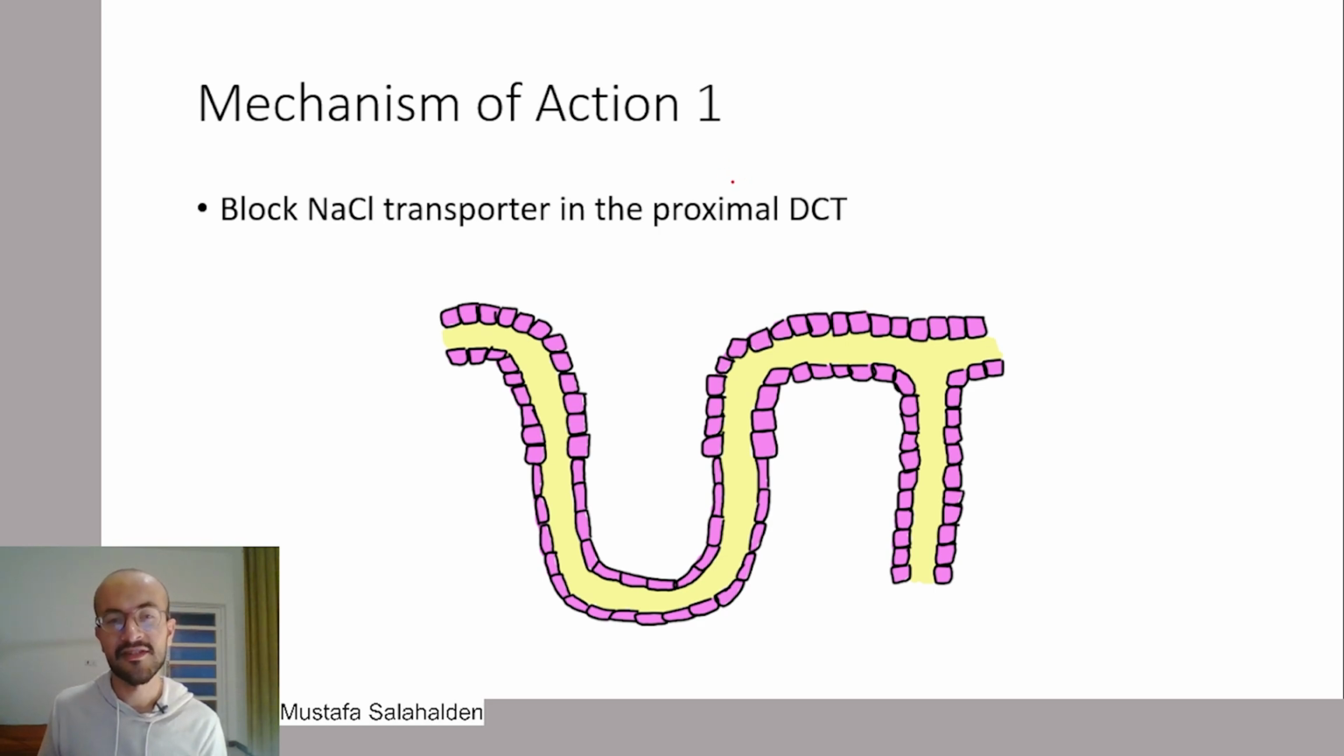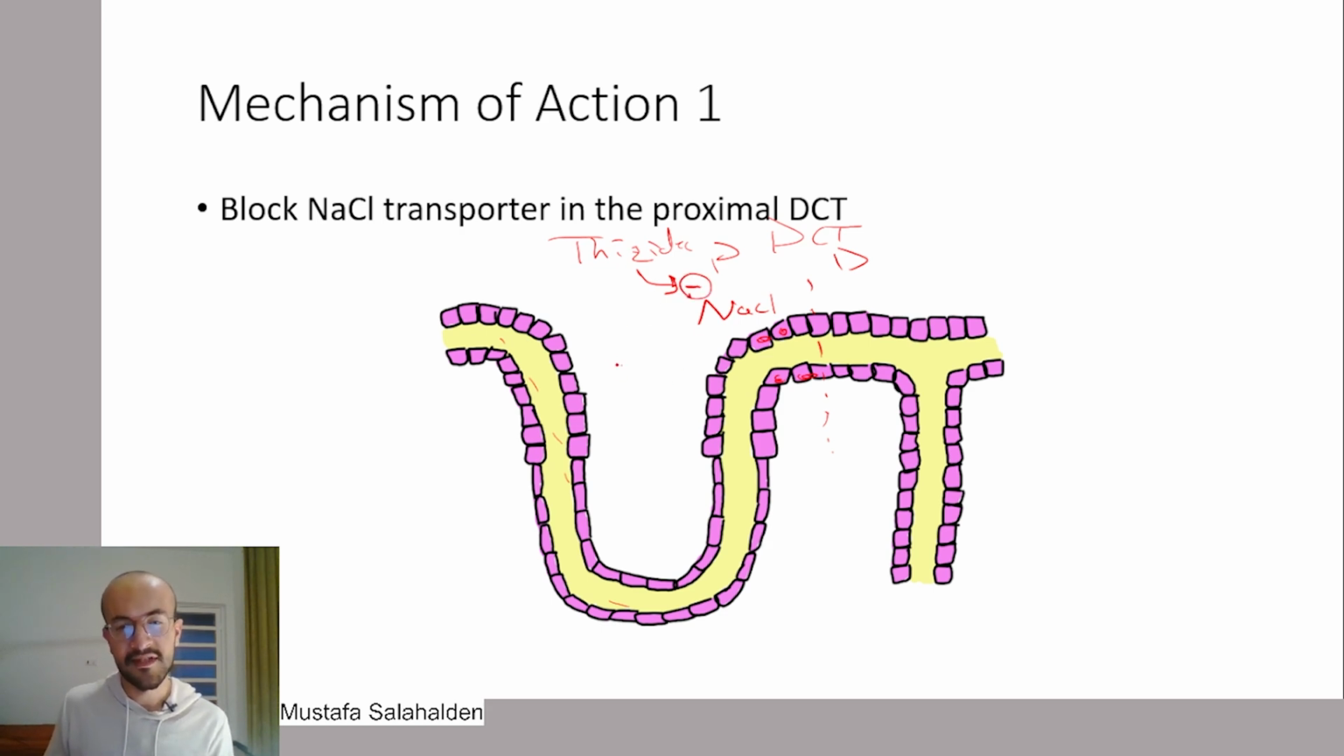Now let's talk about the mechanism of action of these agents. Again, they reach the distal convoluted tubule, which is split into two regions, and they work on the proximal part. Here they inhibit the NaCl transporter. The thiazides inhibit this transporter, and we would lose 7% of sodium, and also the same amount of water, 7%, because salt and water move together. We also lose the chloride.